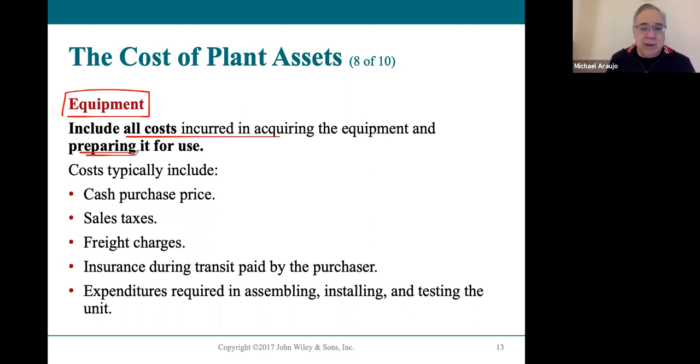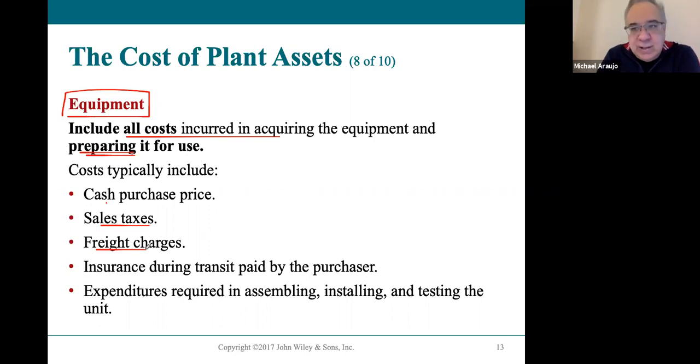Guess what? You have to do that in order to use it. So guess what? It's part of the equipment account. It's quite part of the price of purchasing that HVAC system, for example. So again, not just the cash price. Equipment tends to be in that taxable category. So there's sales taxes to pay.